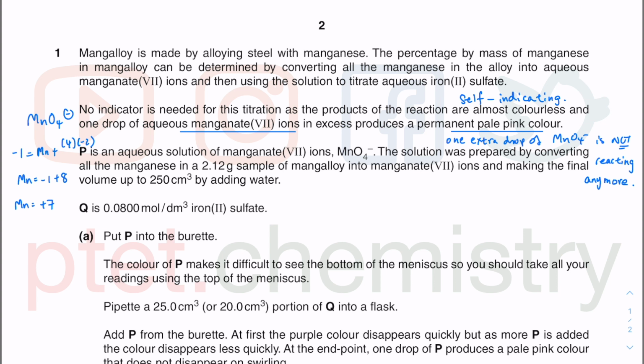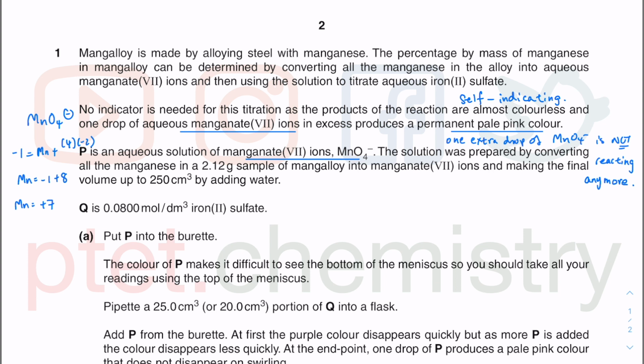Now P is obviously this manganese 7 ion, so it's a dark purple colored solution. I think the experiment that you did and the demonstration that I'm going to show in the latter part of this video actually involved a dilute solution of these, which look quite light purple, but in reality it's actually very dark purple when concentrated. We read above the meniscus under such circumstances.